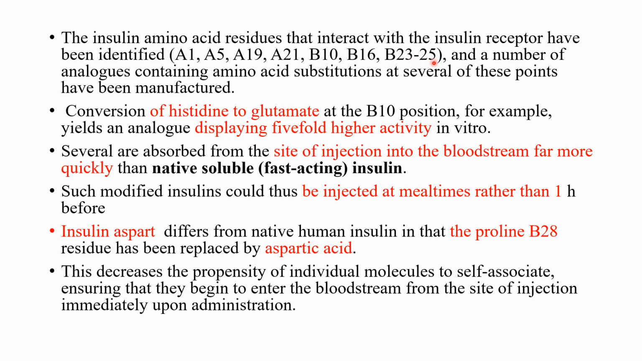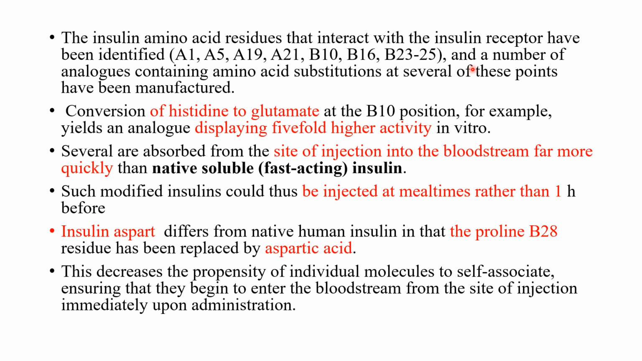So remember, the insulin chain is made of the A and the B chain. So where you see A1, A5, A19, A21, that means in the A chain at position 1, A chain amino acid 1, A5 means A chain amino acid 5. B16, for example, means in the B chain, amino acid number 16 has been identified to be responsible for interacting with the insulin receptors. So these are the specific points in the A and B chains that have been identified to be responsible for interacting with the insulin receptors, and hence bring about the therapeutic effect of insulin.